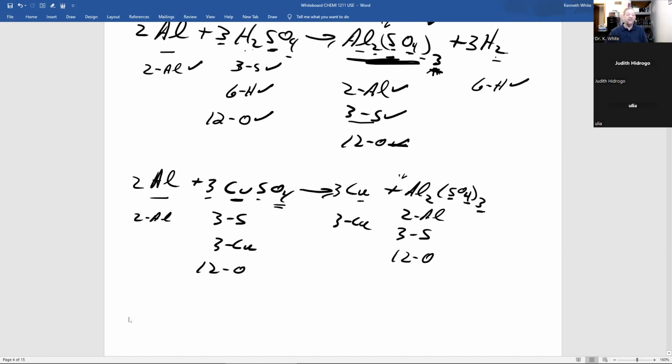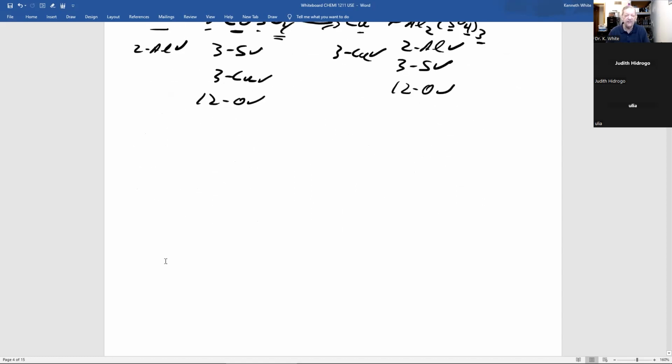I think I'm done. Let's check. 2 aluminum, 2 aluminum, 3 sulfur, 3 sulfur, 3 copper, 3 copper, 12 oxygen, and 12 oxygen. Yay! It's balanced. We're done. Remember my advice to you on these types of reactions, leave oxygen and hydrogen last. Now, there's one special case I now have to talk about, and that's what I call even odd case.